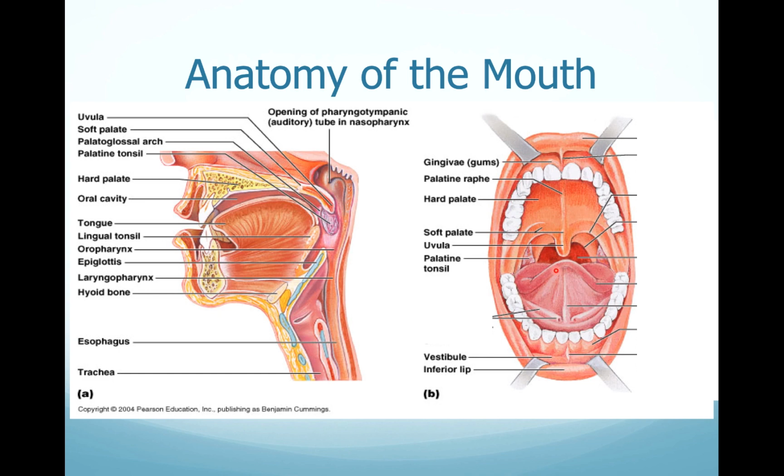Back to this illustration, we covered the uvula, we covered the palatine tonsils, you have the tongue, you've got the teeth, this space in between the gums and the lips, this is the vestibule. And then if you lift the tongue up underneath it, I know it's not labeled here and it's not on the practical, but this is kind of cool. These are your salivary ducts.